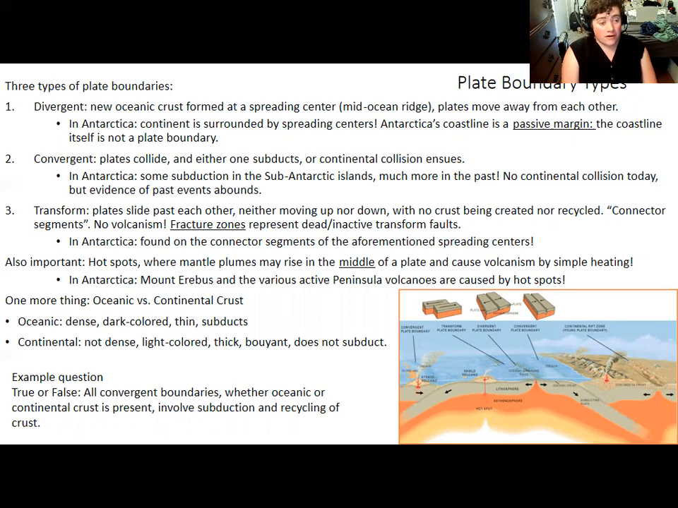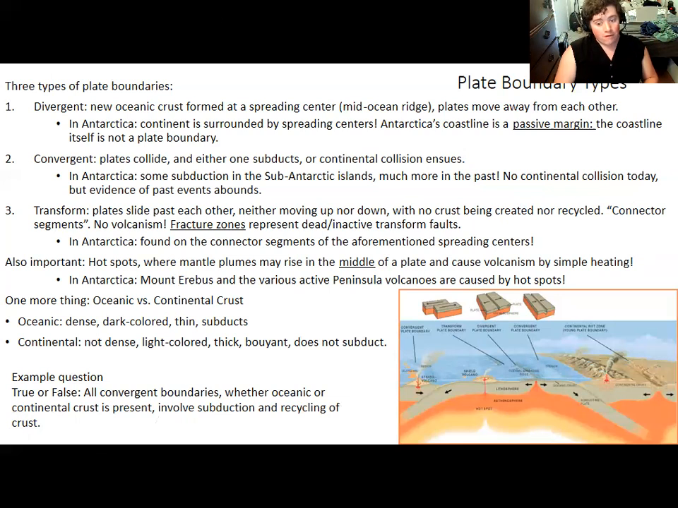The last type of plate boundary is a transform boundary, where the plates slide past each other and neither of them moves up or down. They instead just essentially move in opposite directions, and no crust is created via volcanism, nor is any recycled via subduction. And they largely function as the connector segments between the staggered spreading centers along a mid-ocean ridge. And in Antarctica, they are found in the spreading centers that surround the continent out in the Southern Ocean.